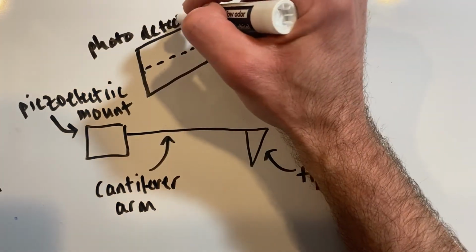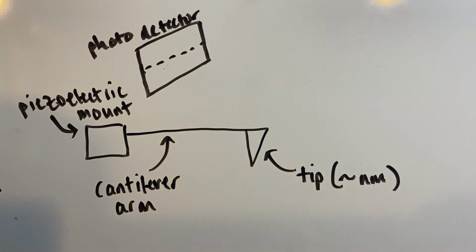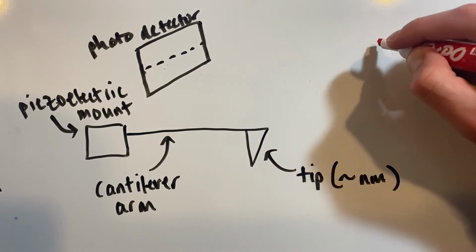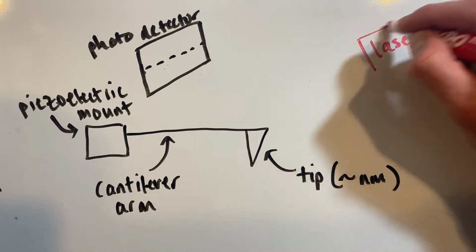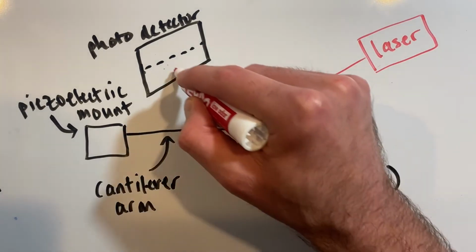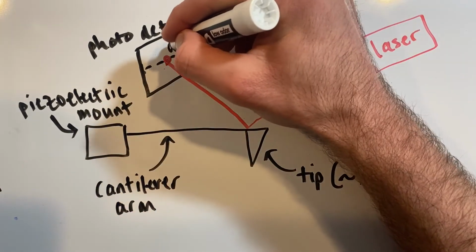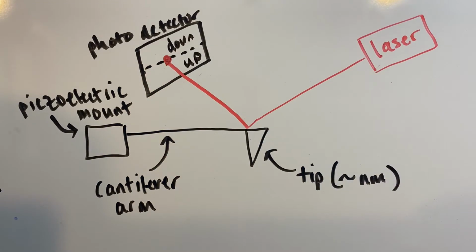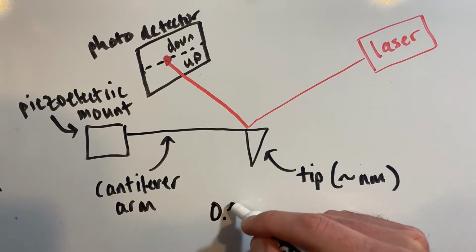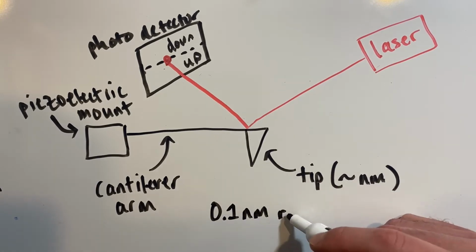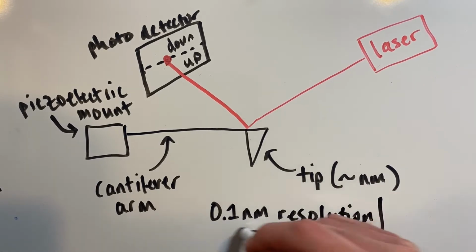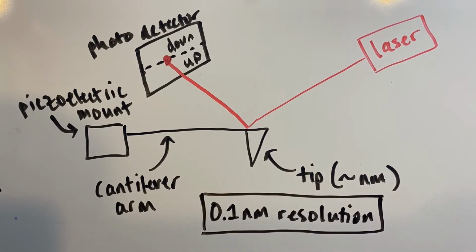The Z position of the tip is monitored with a setup that consists of a photodetector and a laser that is reflected off the back of the tip and received by the photodetector. Where the laser beam is received on the photodetector depends on the Z location of the tip. An AFM is typically able to achieve a resolution on the order of 1 angstrom.